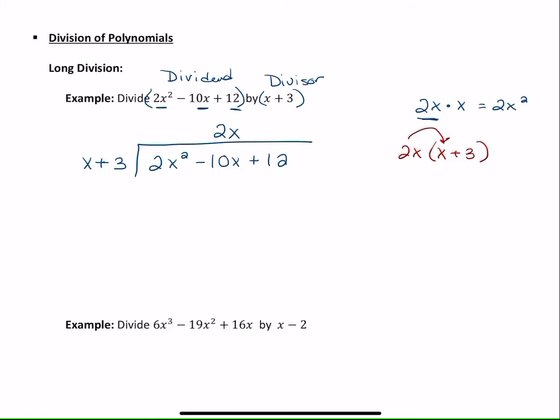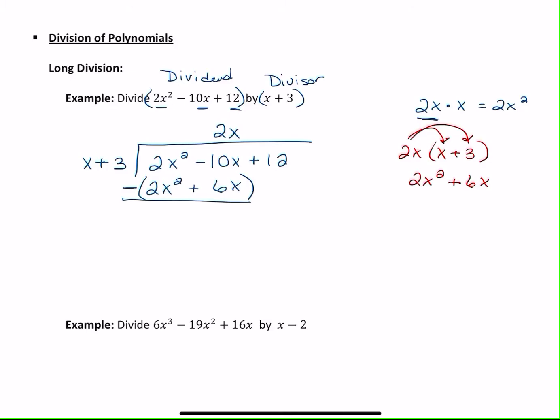When I distribute that 2x, I get 2x squared plus 6x. And that's when I'm going to put it underneath, lined up, my dividend. And again, just like in long division, I'm going to subtract that. Now you need to be careful here because I'm subtracting the whole thing.